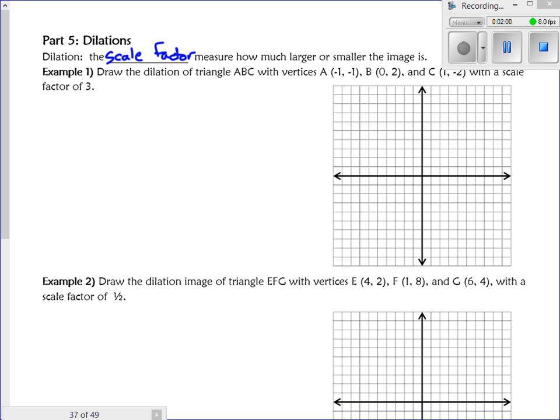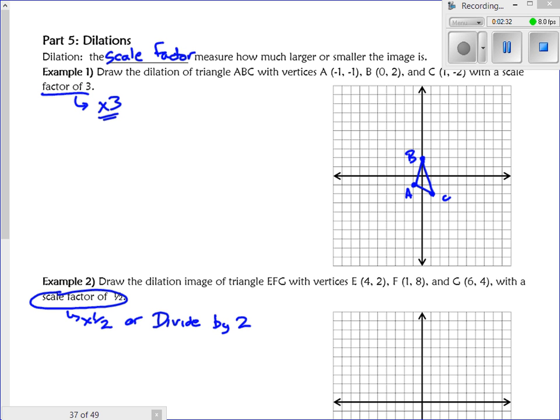So let's say that we start this example. We've got A at (-1, -1), B is at (0, 2), and C is at (1, -2). And we're asked to make this thing a different size using a scale factor of 3. In other words, we're going to triple the size of it. Scale factor tells us make it 3 times bigger. In example 2, it says the scale factor is 1/2, so we're going to multiply by 1/2, or another way to look at this, you could also divide by 2. We'll get down to example 2 in just a minute, but let's take a look back at example 1.